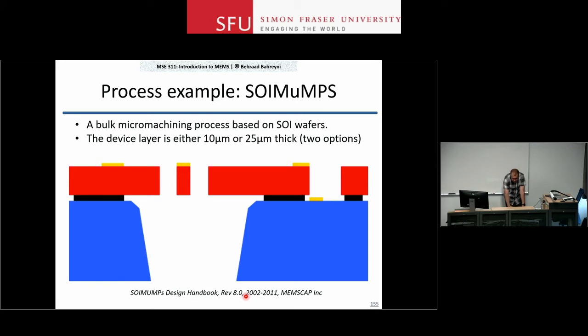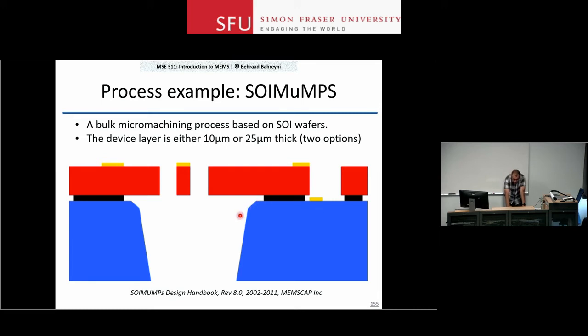What you can see here is that there is a handle wafer, this blue region. There is a buried oxide layer, the black region here. Top device layer, this silicon layer that is 10 or 25, the red one here. You have gold or metal on top of silicon here, but you also can have metal here. Obviously, these are not deposited at the same time. And we'll talk about the design flow for that in a second.